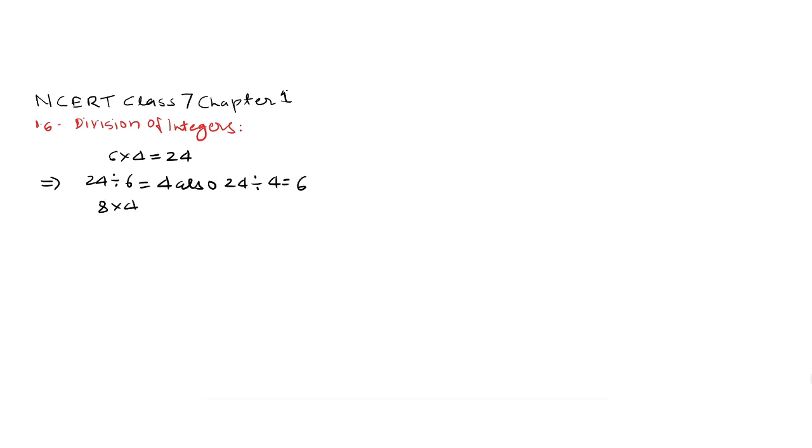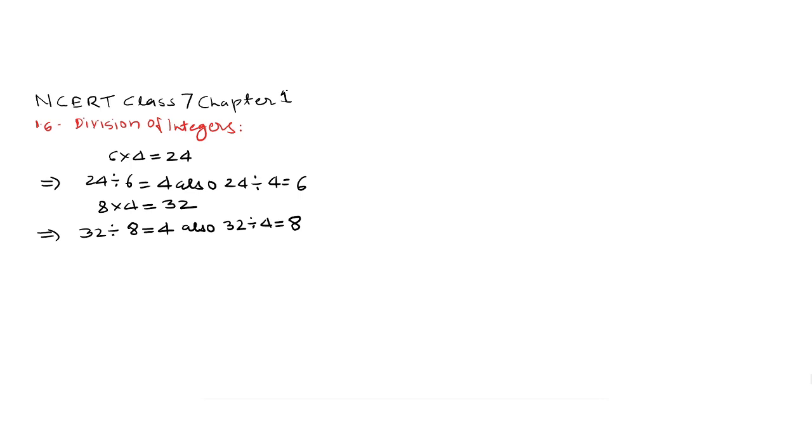8 multiplied by 4 is equal to 32. This implies that 32 divided by 8 gives us 4. Also 32 divided by 4 gives us 8.